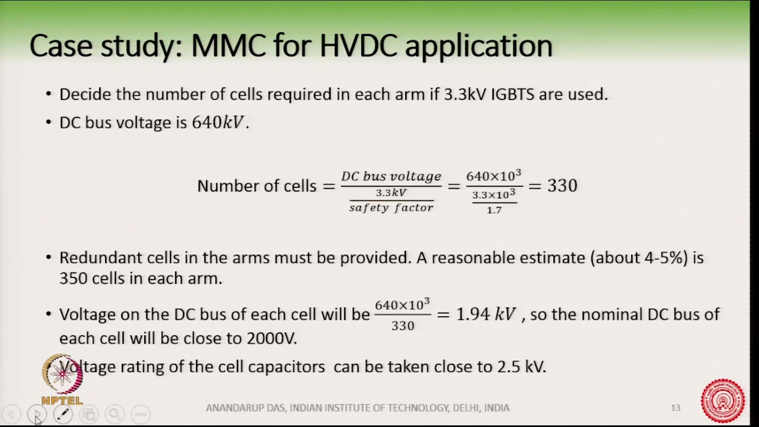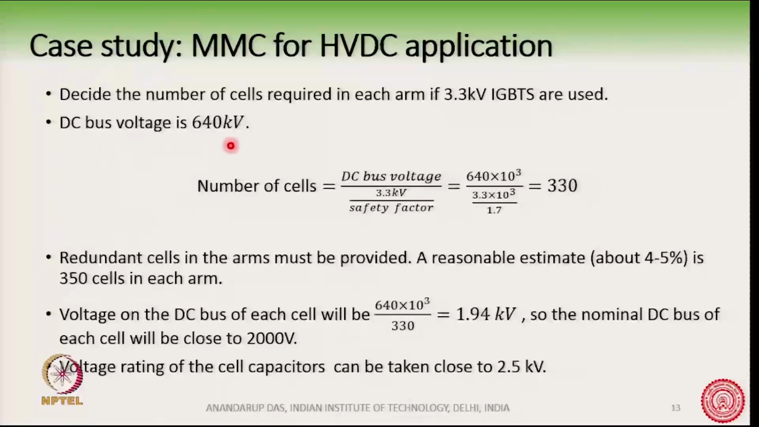First, we decide on the number of cells required. Suppose we choose 3.3 kilovolt IGBTs. This again depends on experience, whether you go with a 3.3 kV IGBT or a 4.5 kV IGBT. So, let us see how the design goes ahead if we use 3.3 kV IGBTs.